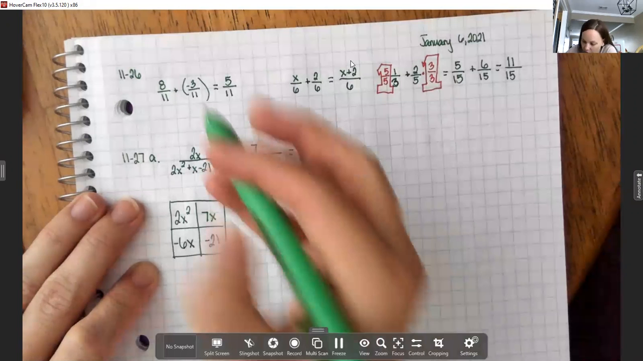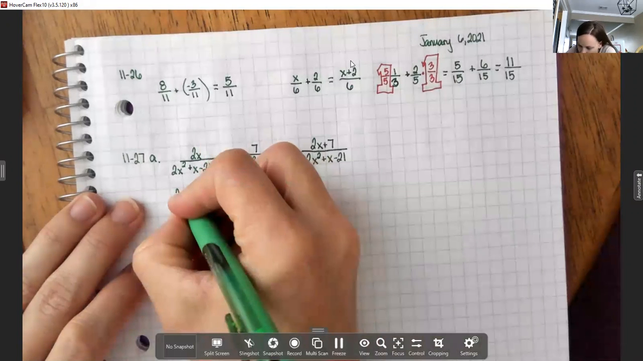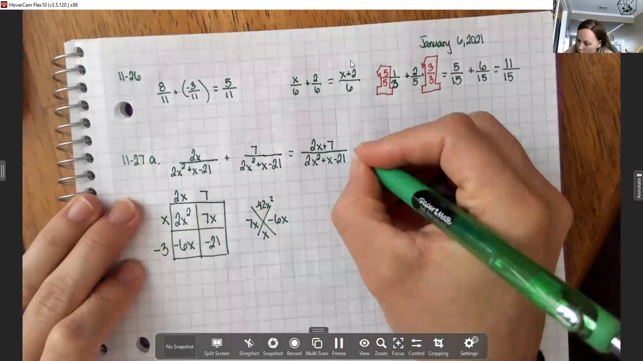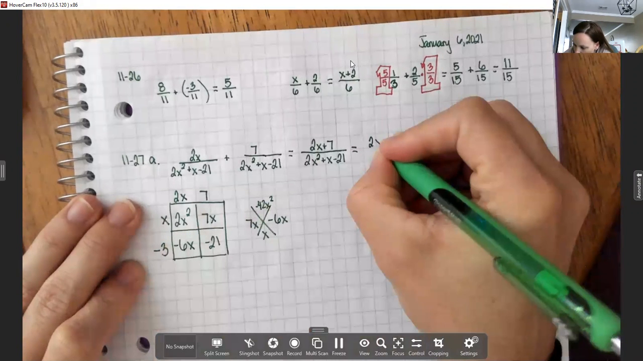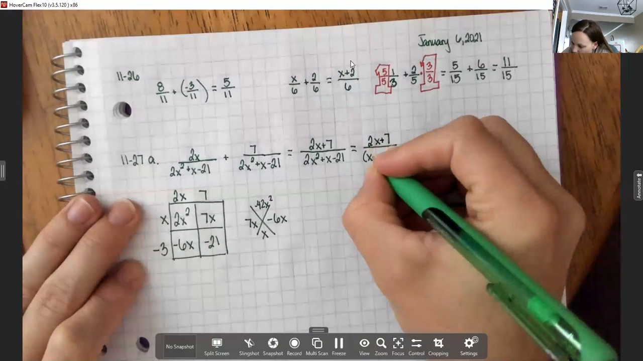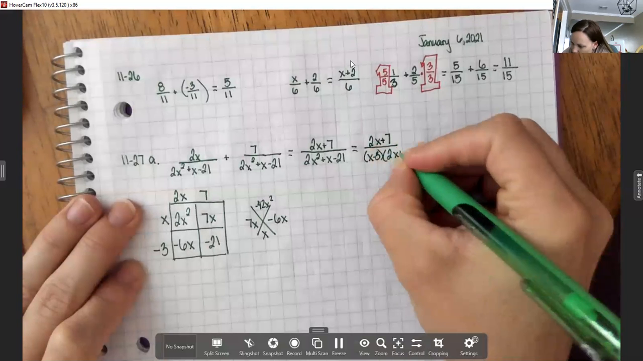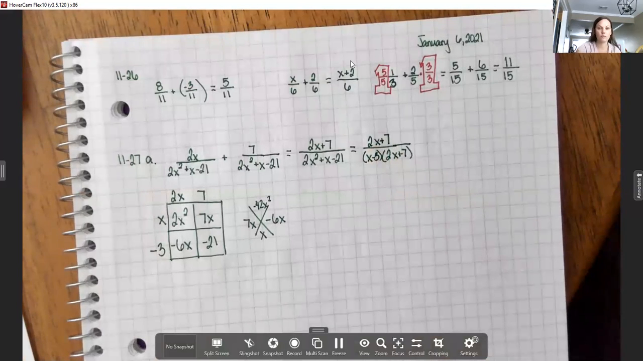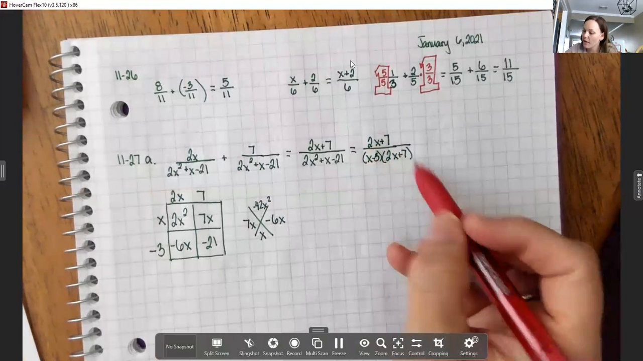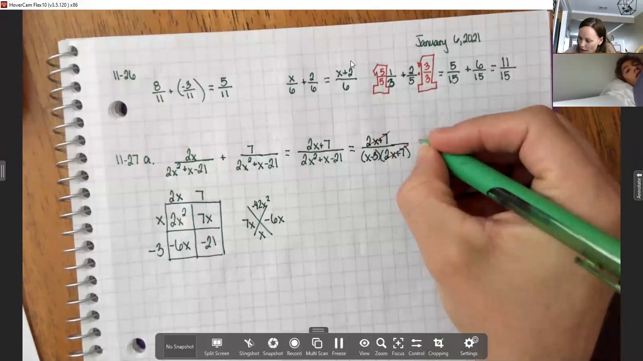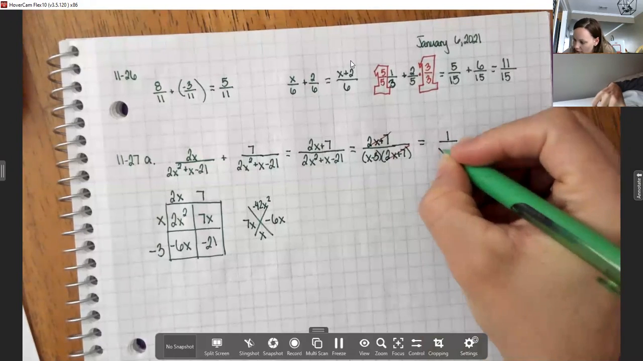So 2x squared and negative 6x have a greatest common factor of 2x, which makes this left side x. That's a 7, and that's a negative 3. So my denominator then factors into x minus 3 times 2x plus 7. By factoring it, we have a 2x plus 7 in our numerator and a 2x plus 7 in our denominator. So part A simplifies to 1 over x minus 3.